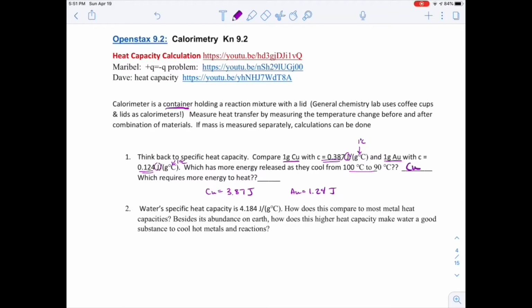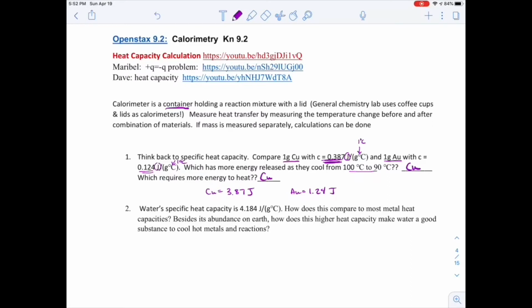So copper has released more energy, but also when we are comparing the two when temperature increases, that means that we need to add in 0.387 joules for copper per degree versus only 0.124 joules.